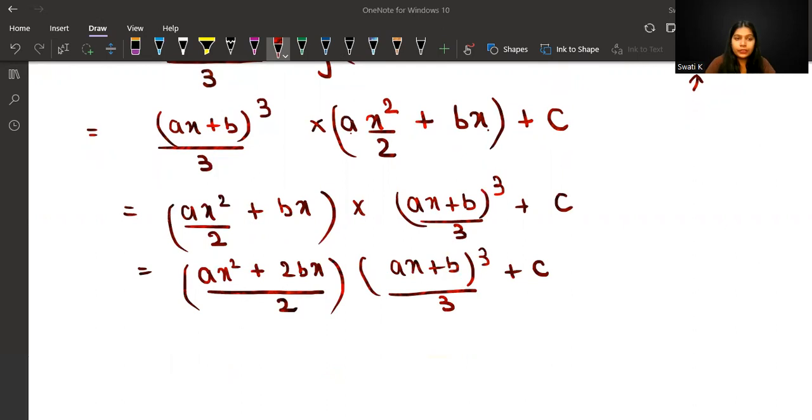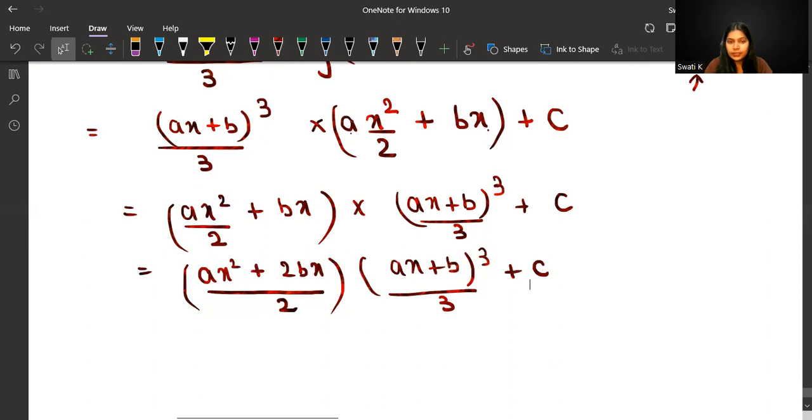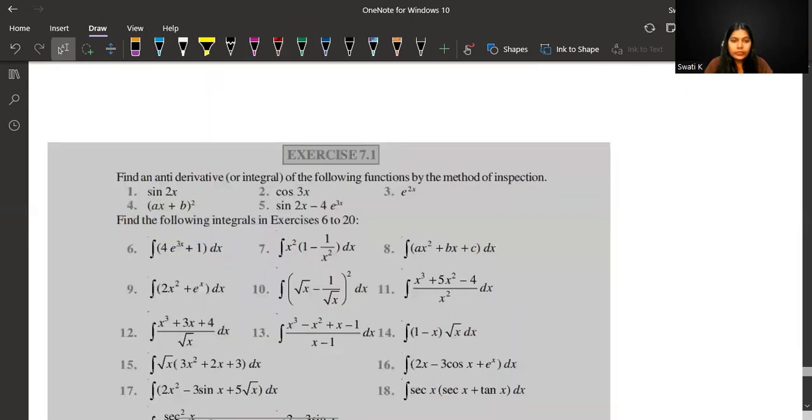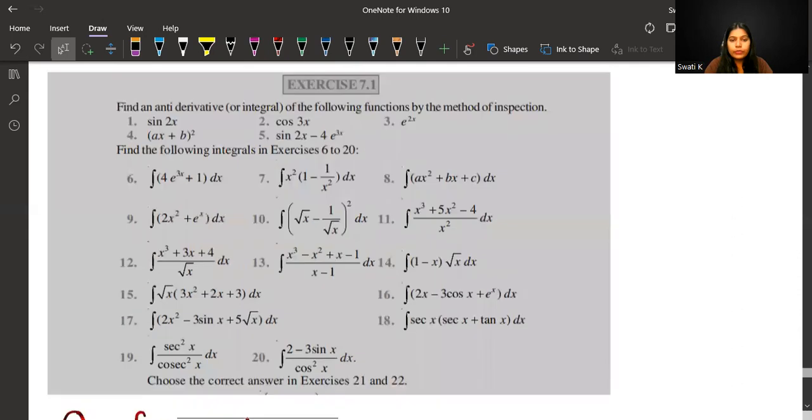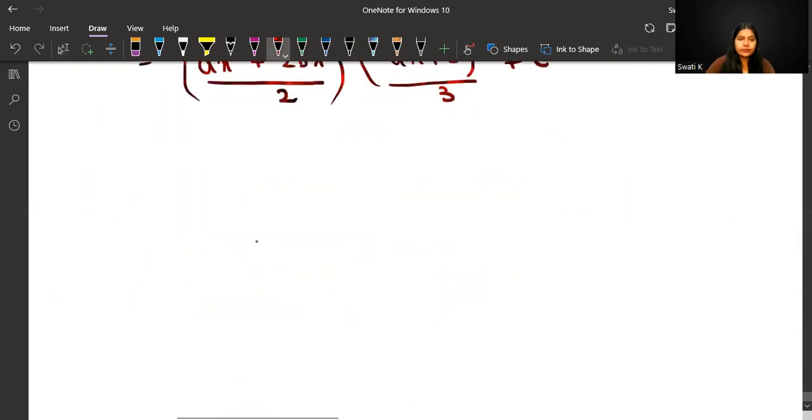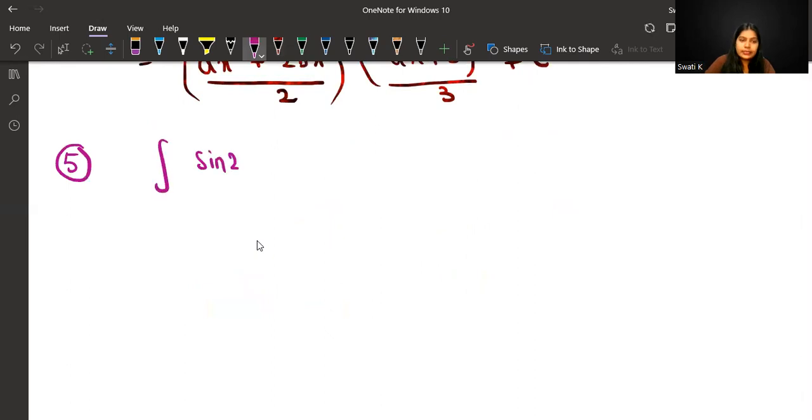Now we will go to the next question. The next question is sine 2x minus 4 e raised to 3x. So this is our fifth question. We have to integrate sine 2x minus 4 e raised to 3x dx. All right, so this is what we have to integrate.